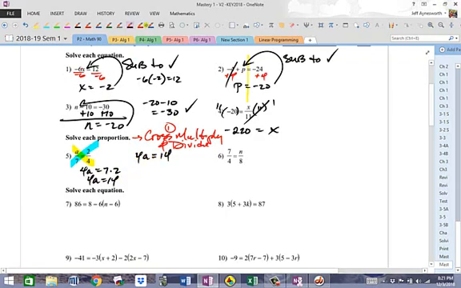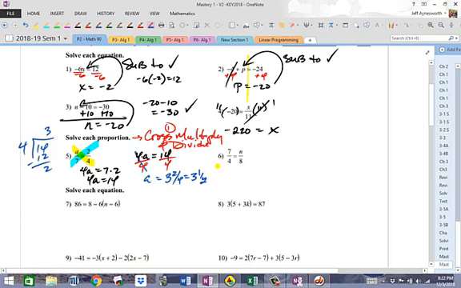Divide by 4 because it's being multiplied. Always do the inverse. The inverse of multiplying is dividing. What do you get? Well, you get a is equal to 14 fourths. 14 divided by 4 goes 3 times, remainder 2. So you get 3 and 2 fourths. Always simplify, and you get 3 and 1/2.